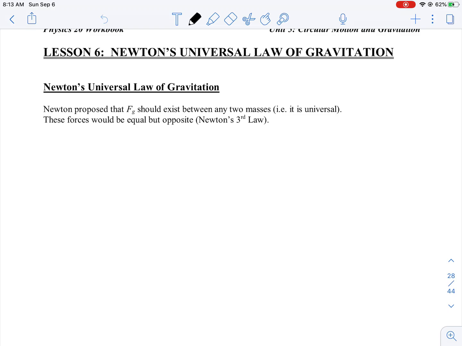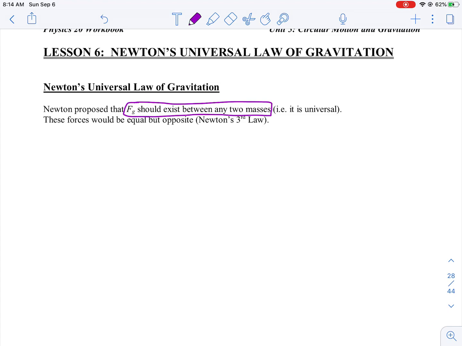So now we're going to move on to the mathematical side of gravitation. And Isaac Newton made a big proposition. He proposed that the force of gravity should exist between any two masses, anywhere in the universe. And so we called this Newton's universal law of gravitation.